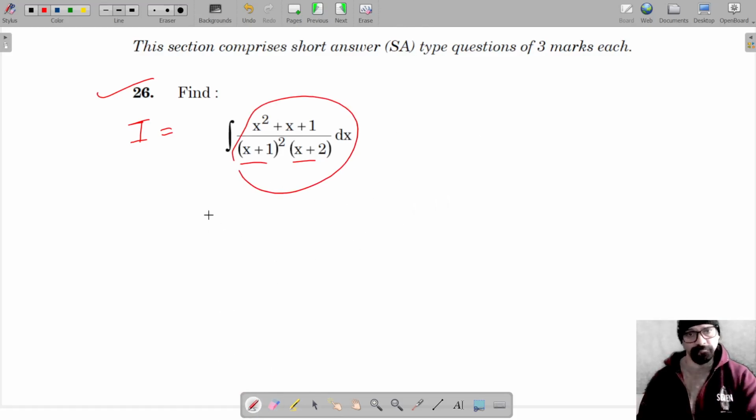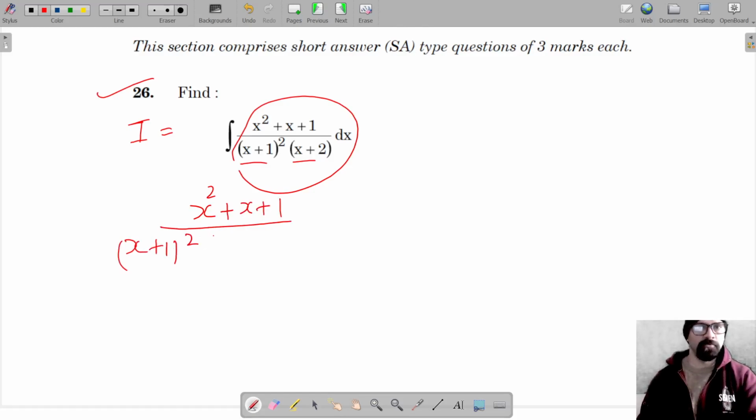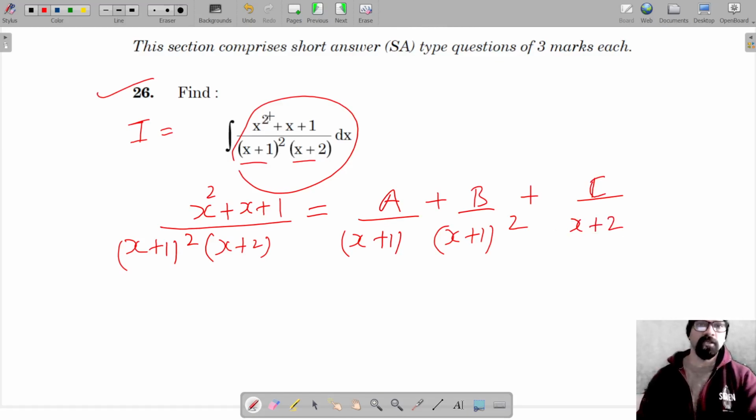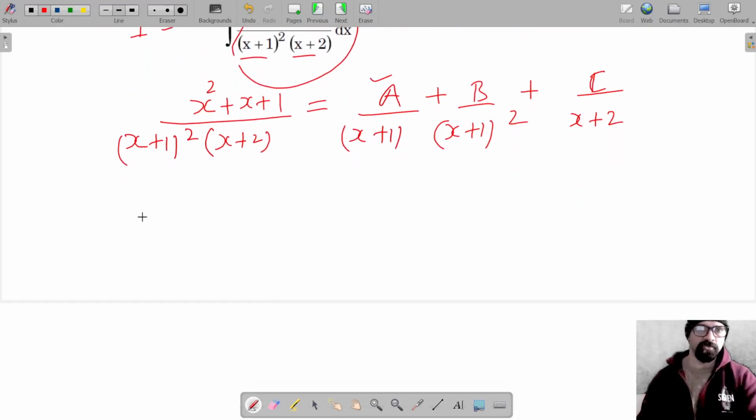Try to get this into some form where we can easily integrate this. So this is (x² + x + 1) upon (x + 1)² into (x + 2). This can be written as a upon (x + 1) plus b upon (x + 1)² plus, sorry, c upon (x + 2). If this can be done in this form where we have the values of a, b, and c, it would be easier for us to integrate.